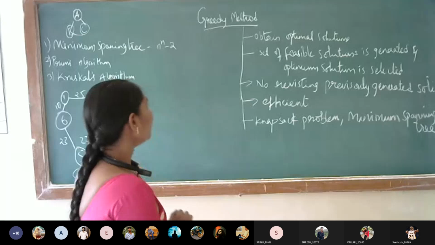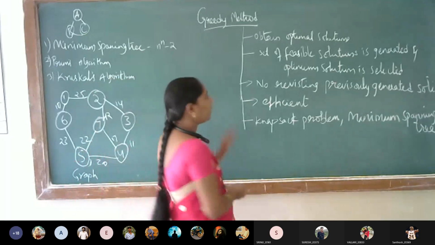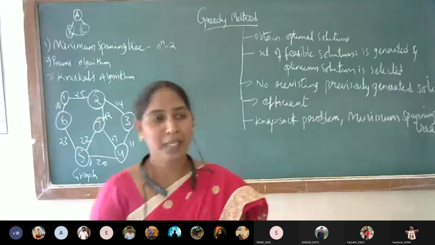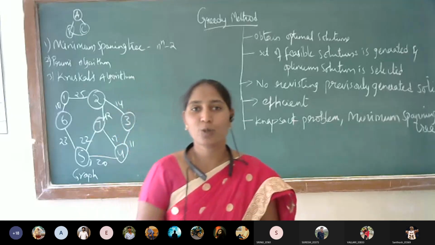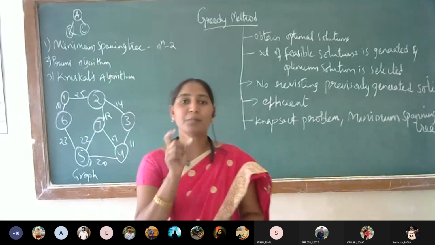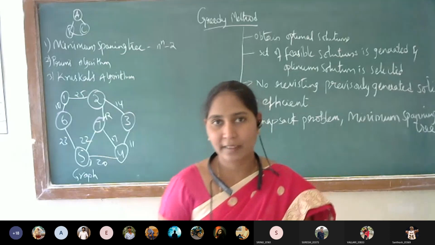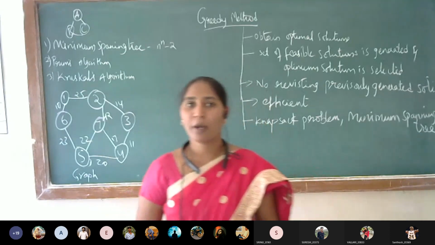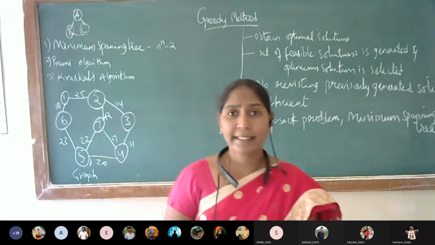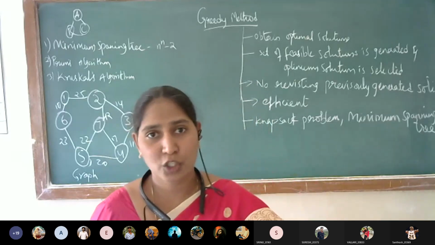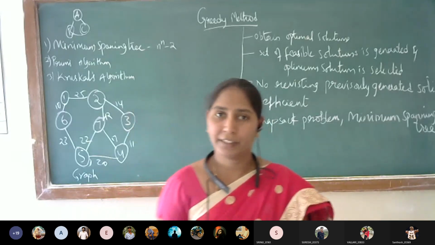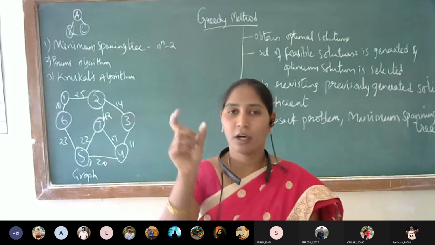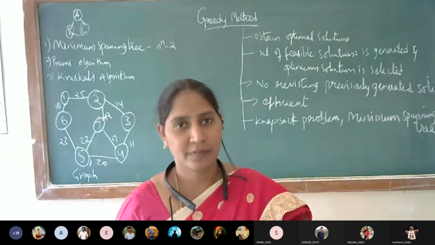So the greedy method is used for obtaining the optimal solution. Here this greedy method is used for finding the minimum cost of a spanning tree. Before going to the spanning tree, first we will know about the tree. A tree is nothing but what? Sorry, a tree is where we have roots, branches and leaves, right?